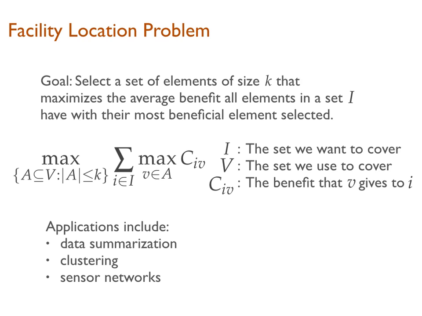In data summarization, the benefits may be a similarity between elements, and the goal is to find a set such that most elements have a representative very similar to them. We can then define clusters by grouping elements that have the same representative. This problem also has applications to sensor networks, where we want to place sensors such that we can quickly detect events.